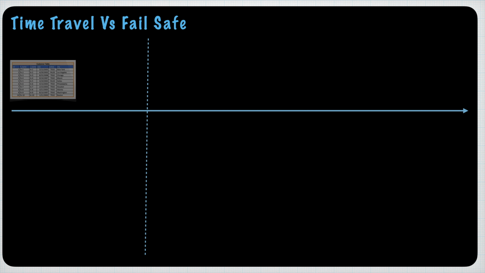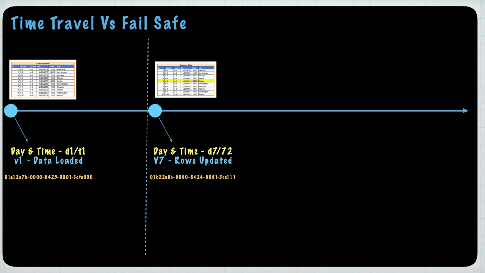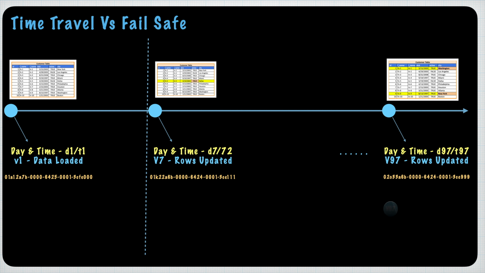Let's take the same example where we loaded the data and we can define the state of the data as V1 on day 1. On day 7, we can say the state of the data is V7, and on the 97th day, we can say the state of the data is V97. So this is how it looks like. Each of these versions has a query ID, so we can always access this data through the extended SQL. For this table, assume that we have given the time travel value as 90 days.